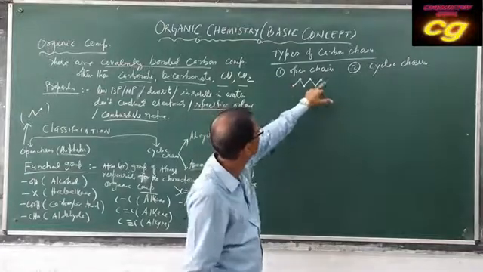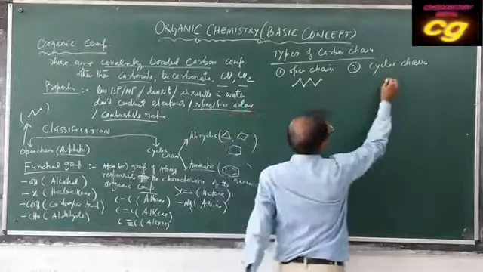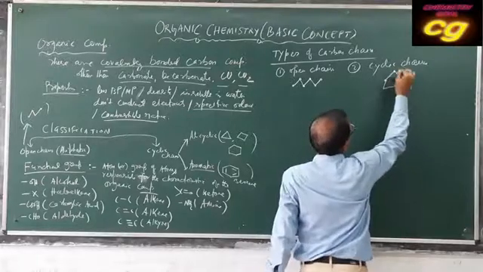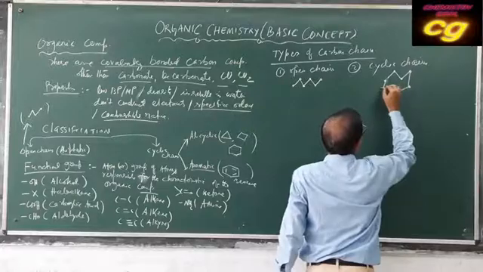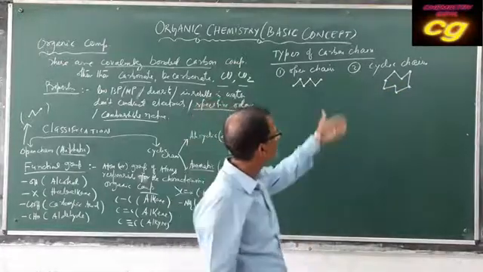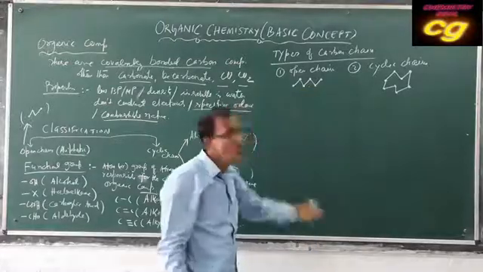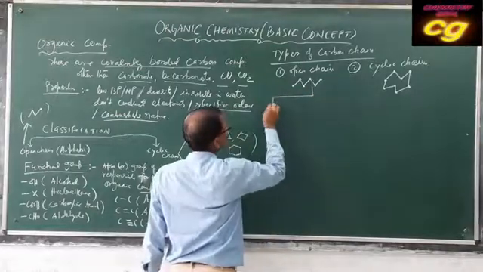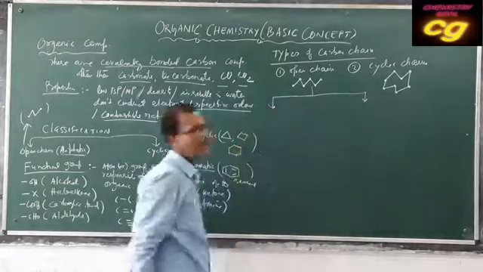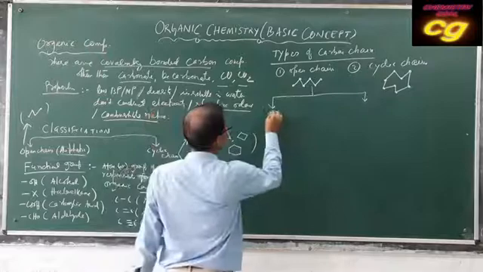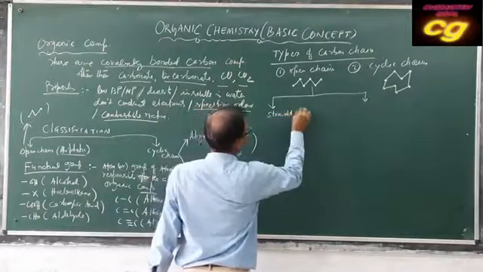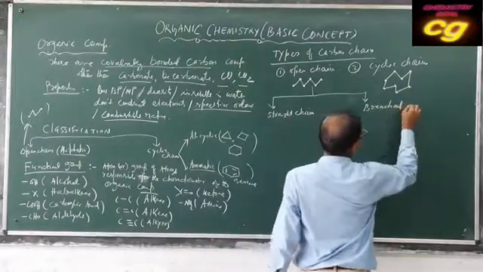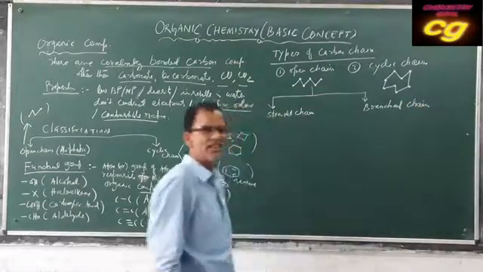If both ends are open, that is called an open chain. If the ends are closed, like this, both closed, then it is called a cyclic compound. And this open chain compound again may be of two types: straight chain or branch chain.